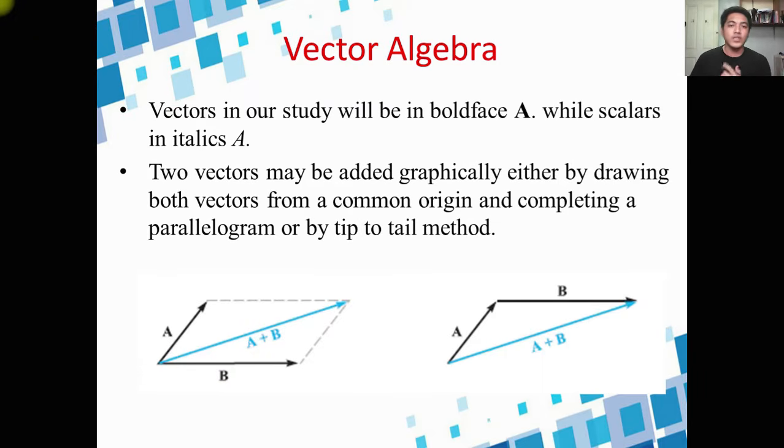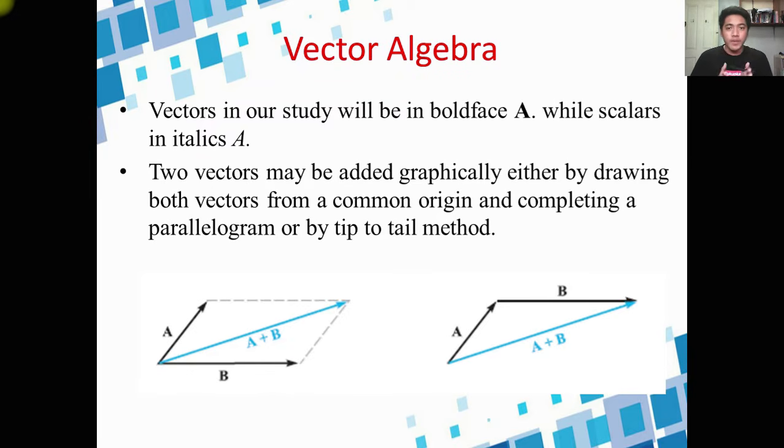So, vectors in our study will always be in boldface, though sometimes vectors are represented by an arrowhead. A letter, a quantity, or a variable with an arrowhead. While scalars are in italics. Now, vector algebra. We can always add, subtract, and multiply a scalar multiple to a vector.